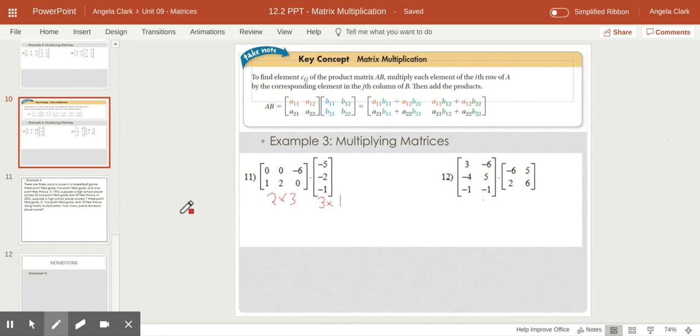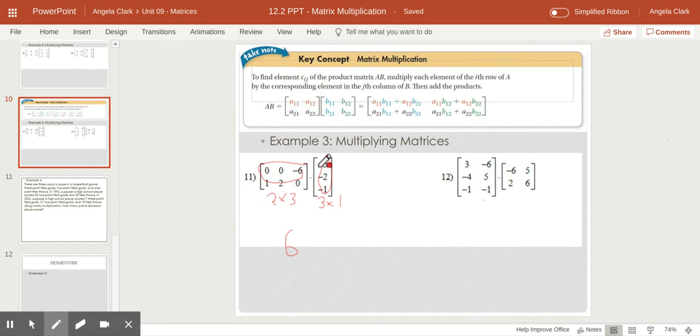So the first row with the only column, right? There's only one column here. So first row, only column. We're going to do 0 times 5. Negative 5 is 0, plus 0 times negative 2 is 0, plus negative 6 times negative 1 is positive 6.